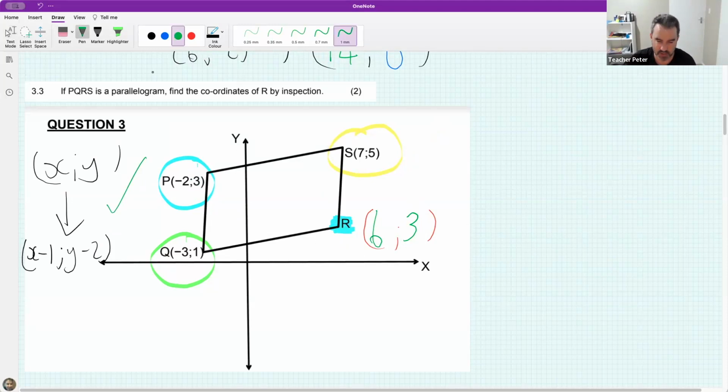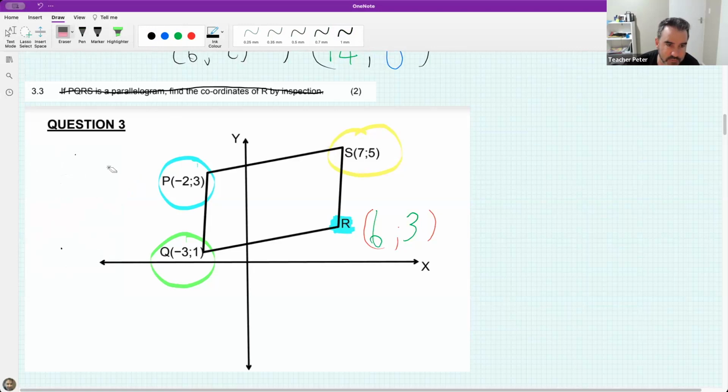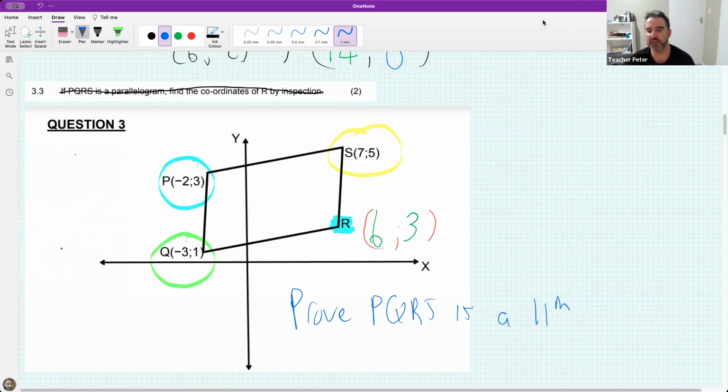But sometimes the question will be this. It won't look like that. They will give you 4 points of a quadrilateral, and they will say, prove that PQRS is a parallelogram. There are a couple of different ways you can prove something's a parallelogram. One way is to find each distance using the distance formula, and if you show the opposite sides are equal, it's a parallelogram. It works, but it takes a long time.